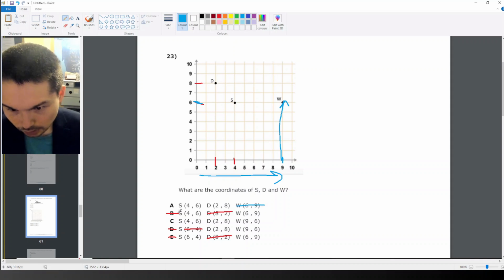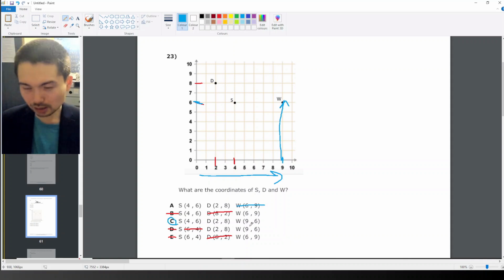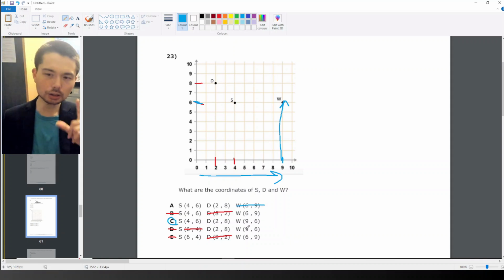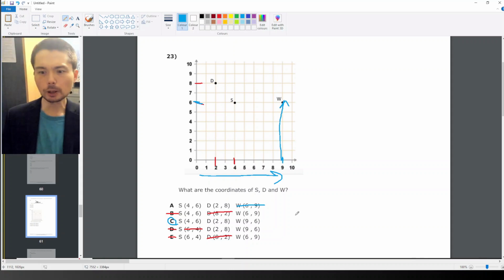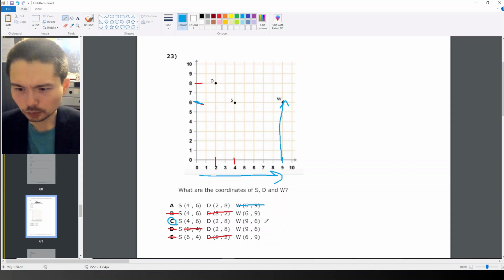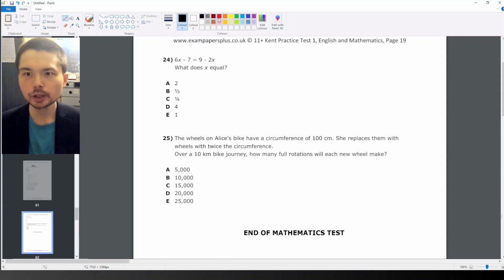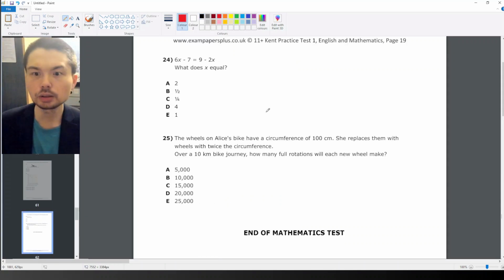That's 6, 9. So really tricky question because can you see the numbers? If you don't know how to read coordinates, you would have got this wrong. Please remember it's always along and then you go up. Good. Two more questions, guys, and then that concludes the video.